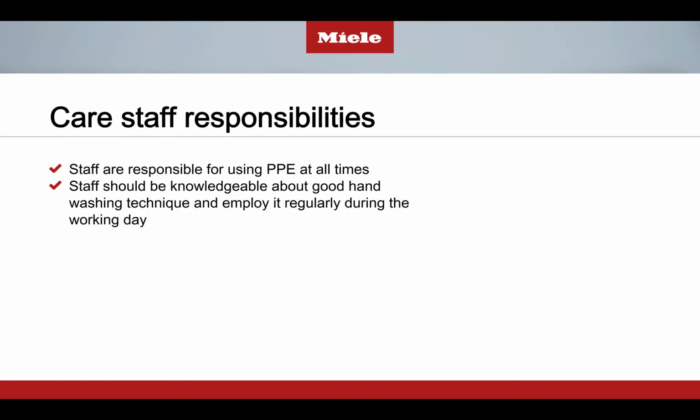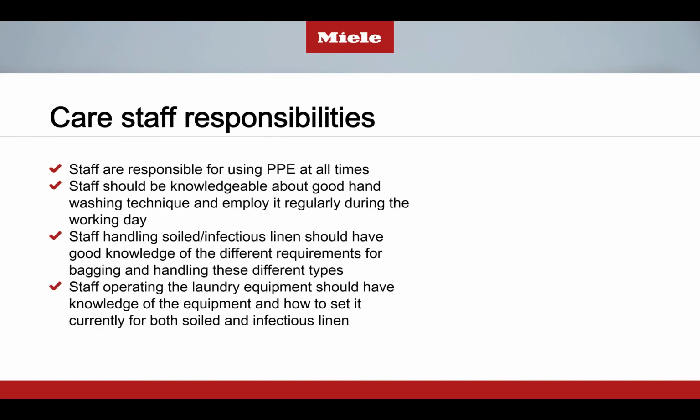The care staff have their own individual responsibilities of a number of key parts of the process. It's their responsibility to wear single-use PPE at all times, to employ regular and appropriate hand washing techniques. Staff in the laundry area should have a good knowledge of the different requirements of bagging and handling different levels of dirty or soiled or infectious linen. And staff operating the laundry equipment should have knowledge of how it works, what settings to use, and what are the best settings for soiled and infectious linen.